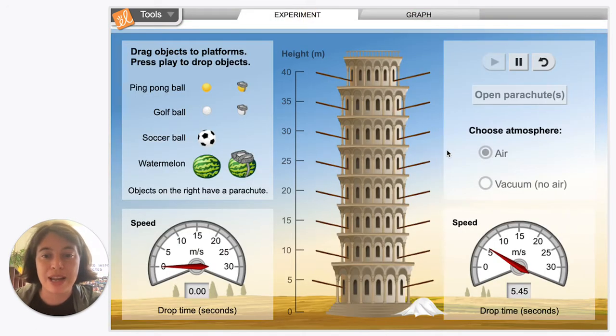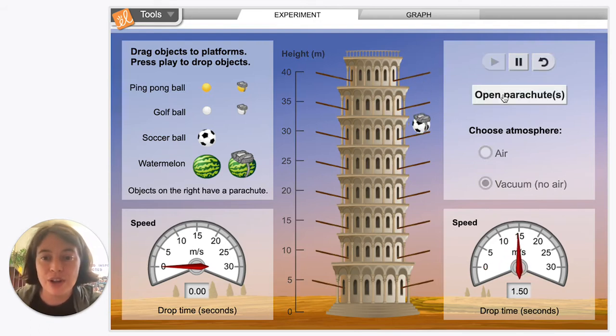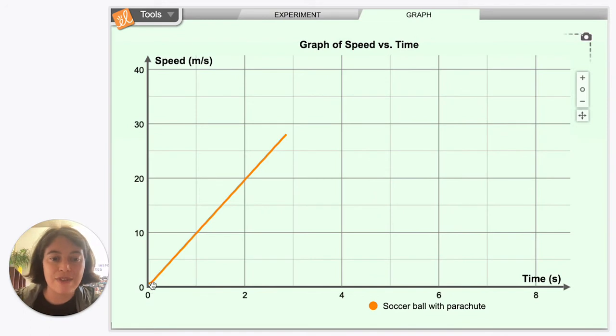Now let's look at what happens if we do this, but there's no atmosphere, so there's no air to provide air resistance. Here, if we hit play, you can see it falls, we open the parachute, and the parachute just makes no difference. You can see the graph here is a straight line, which means that every second that goes by, the velocity of that soccer ball increased by about 10 meters per second.